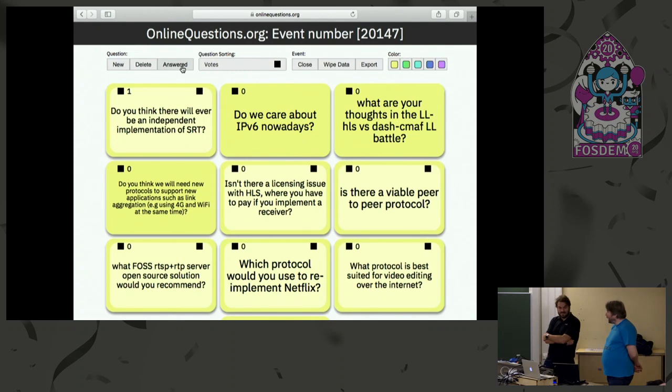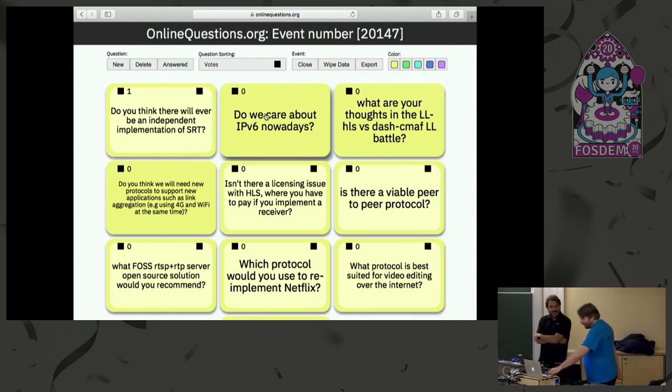Do we care about IPv6 nowadays? All of these things work. It's a troll, but I hope not. It works here, though. I'm surprised.